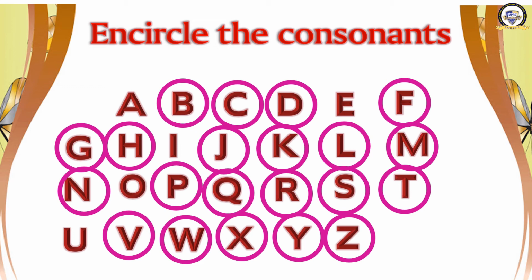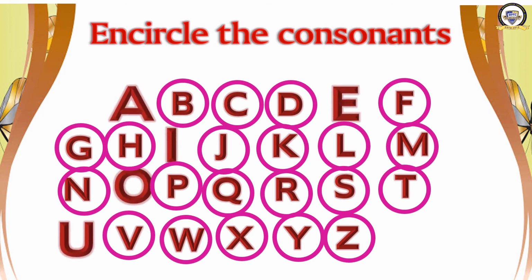How many letters have we encircled? 21 letters. How many consonants are there? 21 consonants are there. And what are the other 5 letters? The other 5 letters are not encircled, and these 5 letters are vowels. These 5 letters are vowels, and the remaining 21 letters are consonants.